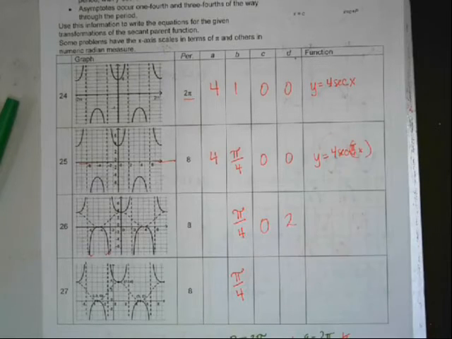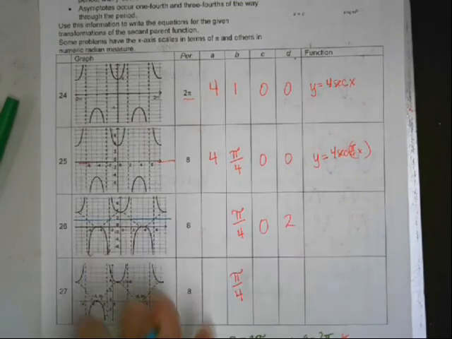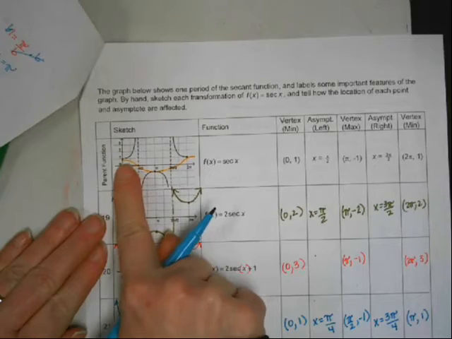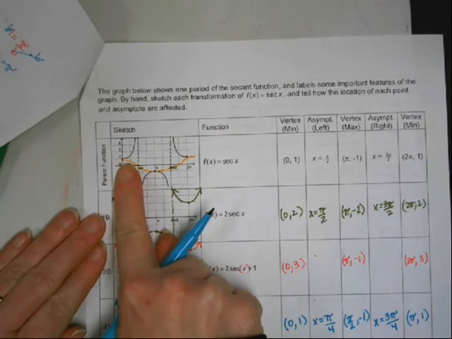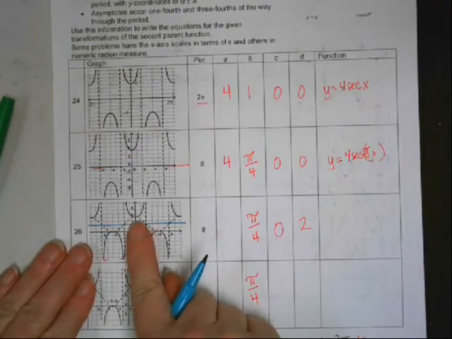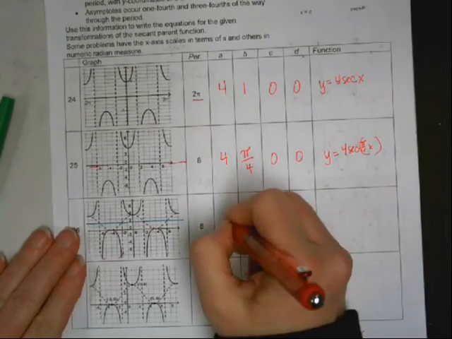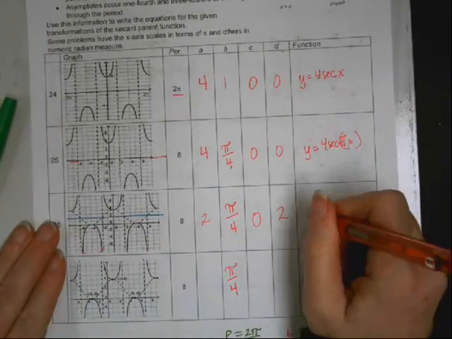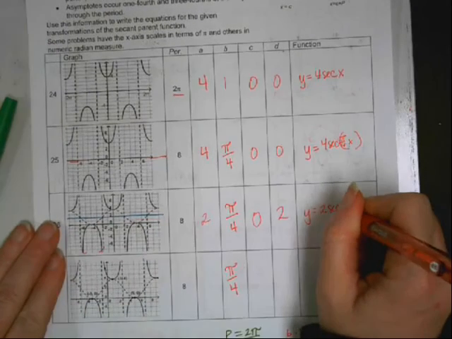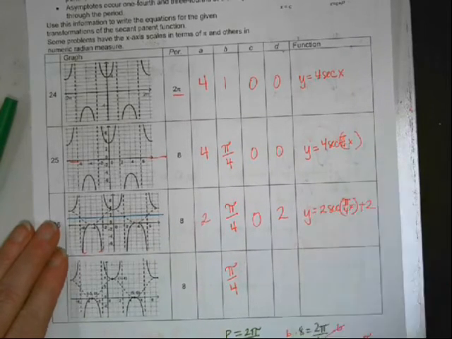All right, let's talk about the stretch for just a second. If this is my central axis, so I know I've been shifted, normally from the central axis to the first point is just 1 value. And look what we have here. From the central axis to my first point, there are 2 spaces, because it's vertically stretched by 2. So it's stretched and shifted: 2 secant pi over 4x plus 2.